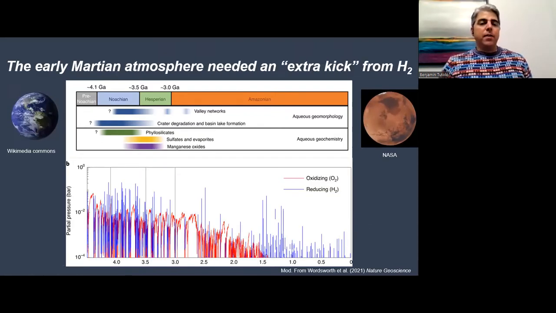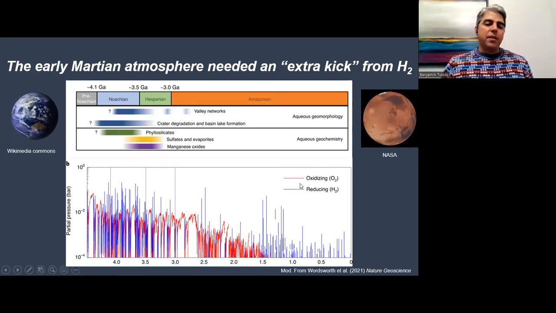And that's shown here. So this is the model for the amount of oxygen or hydrogen in the atmosphere at that time. And so the red is oxidizing environments and blue is reducing environments consistent with the production of hydrogen. So if serpentinization is producing a bunch of hydrogen on early Mars, it is stabilizing liquid water and keeping the planet warm.